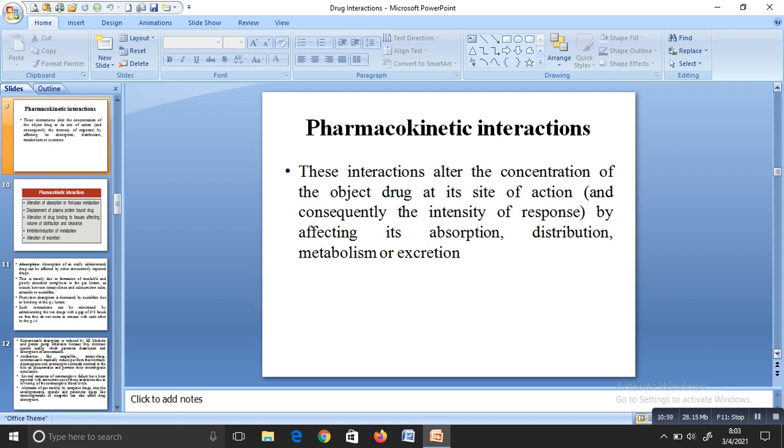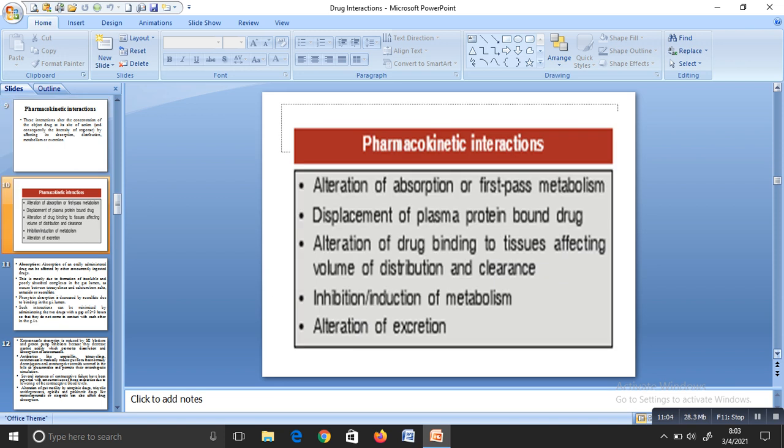How does it occur? There may be alteration of absorption or first pass metabolism. Displacement of the plasma protein bound drug. Then alteration of the drug binding to tissues. Inhibition or induction of metabolism or alteration of excretion. So let's discuss one by one.